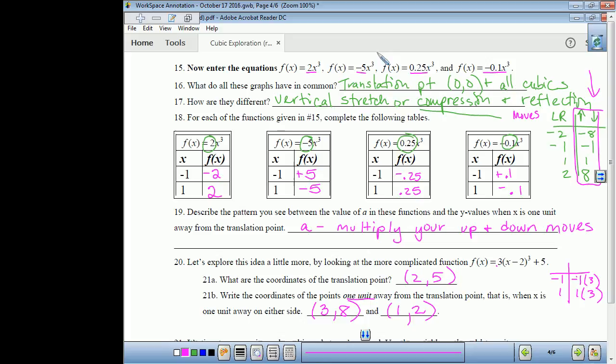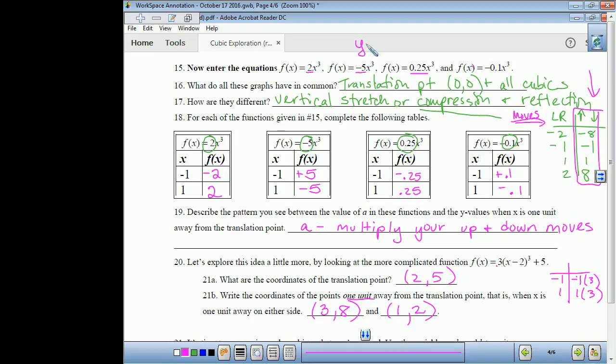All right. So, what do these graphs all have in common? That inflection point or the translation point, for each one of these stayed at 0, 0. It didn't move. And they were all cubics. So they all had that inflection. But in this case, they have vertical stretches or compressions. And some of them had reflections. These that were negative were reflected. So go back to our moves from the first page. These are our normal moves.